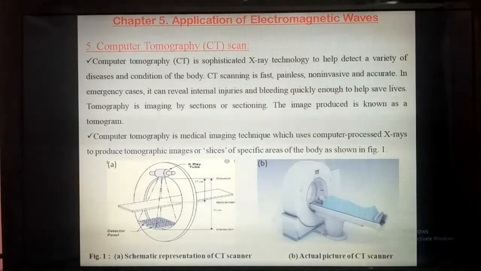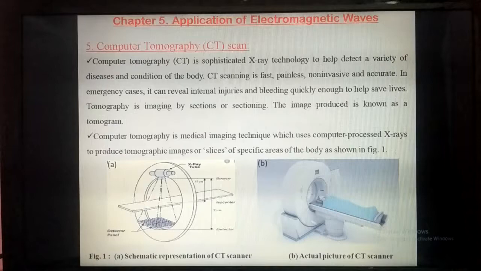It is advanced X-ray technology to help detect a variety of diseases and conditions of the body. CT scanning is fast, painless, non-invasive, and accurate. In emergency cases, it can reveal internal injuries and bleeding quickly enough to help save lives. Tomography is imaging by sectioning. The image produced is known as a tomogram.